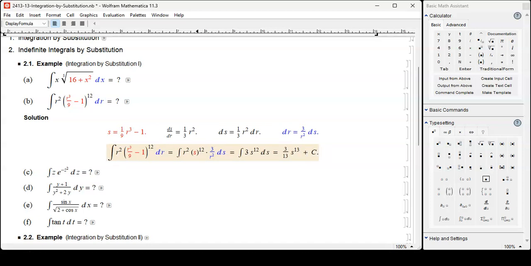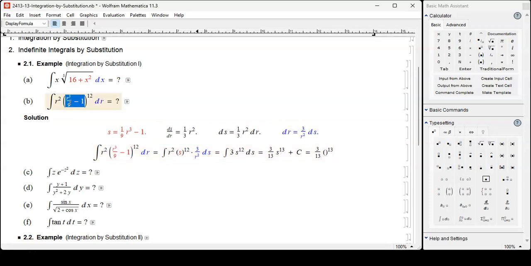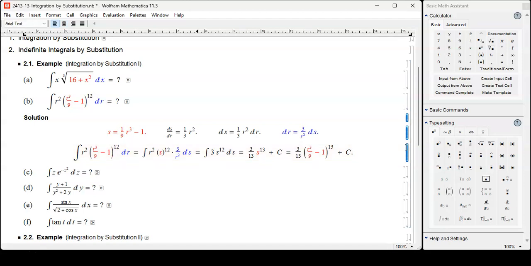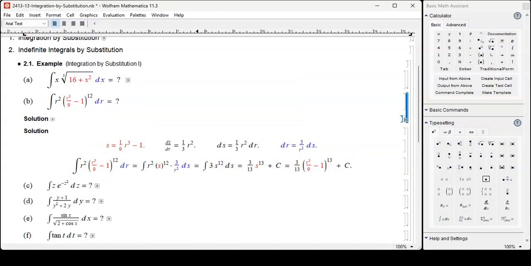Did I do this right? And consequently, this is 3 over 13, and then we want this expression back in here. See, this s is r cubed over 9 minus 1. Please check. Did I do everything right? Here's the answer key in the notebook. Yes, everything is right.